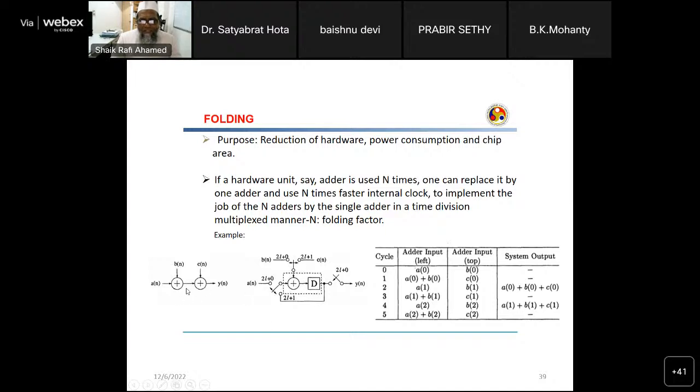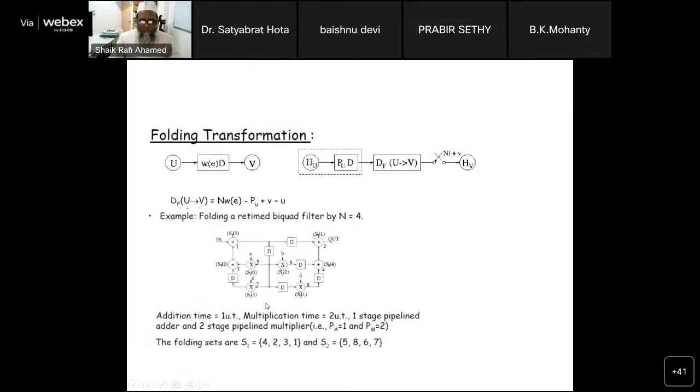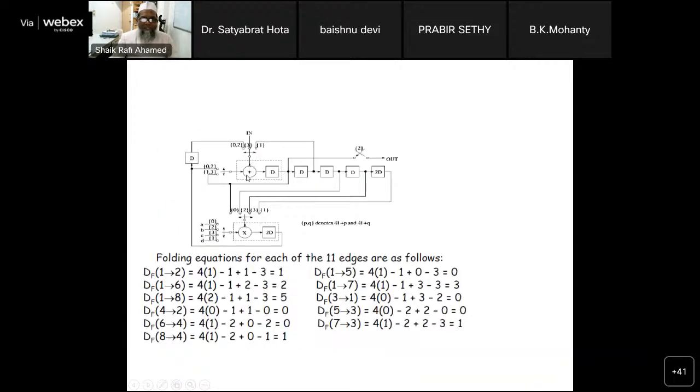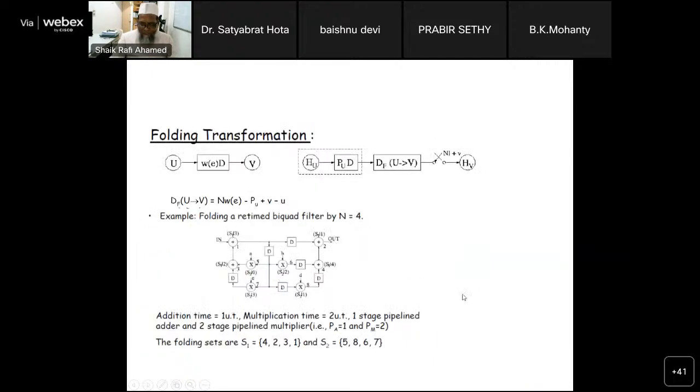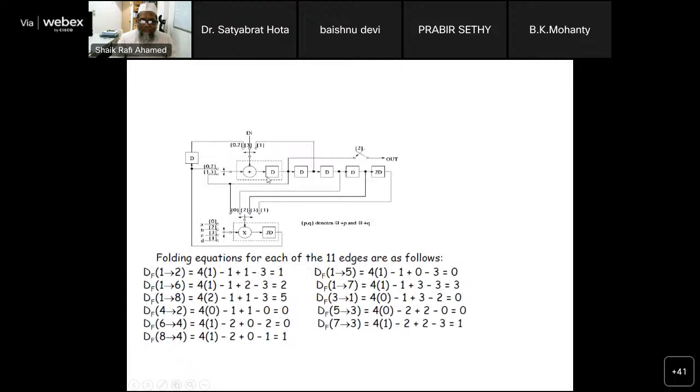2 multipliers, 2 adders we are going to implement with a single adder. Like that, even if you take this circuit, which consists of 4 adders, 4 multipliers, this is a famous biquad filter. 4 adders are there, 4 multipliers are there. I am not going into the detailed analysis of this one. This I can implement with only a single adder, single multiplier. You see here, instead of using 4 adders, 4 multipliers, I am using only a single adder, single multiplier.